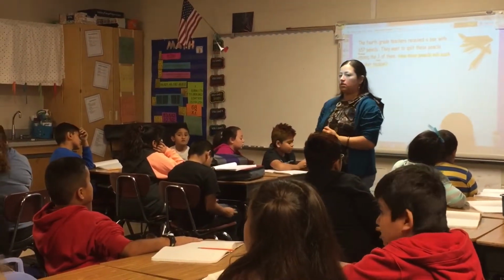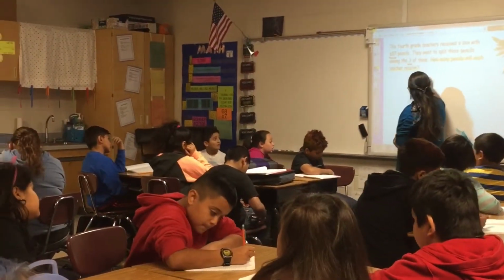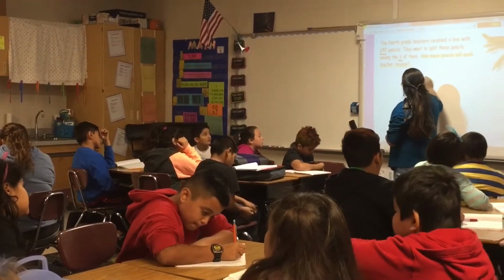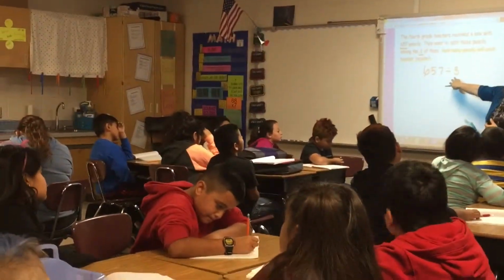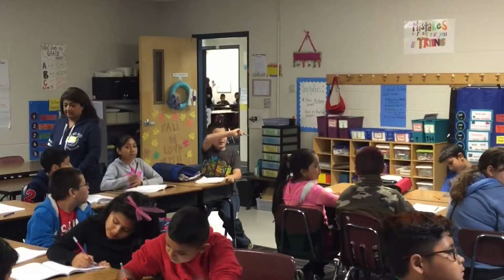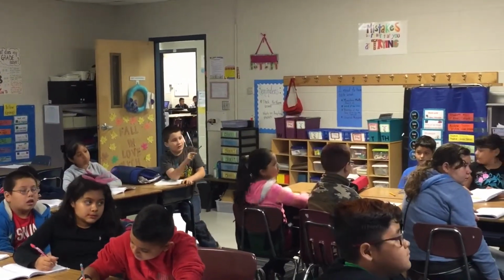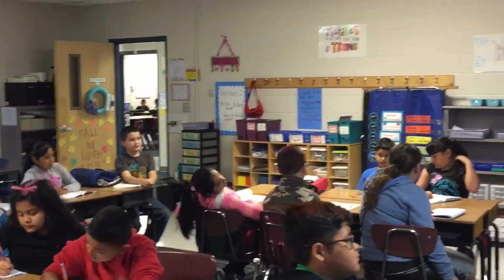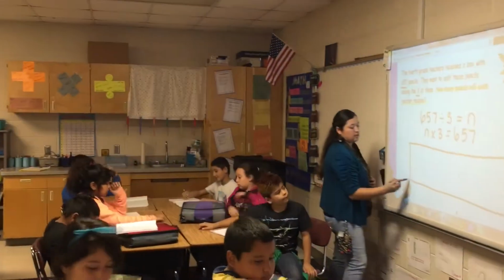Govan. 657 divided by 3. Okay, divide rectangle. Okay, so let's split it up. Now we know we've got 3 groups. So let's make the rectangle first. Thank you, sir. Everybody's making the rectangle for me.